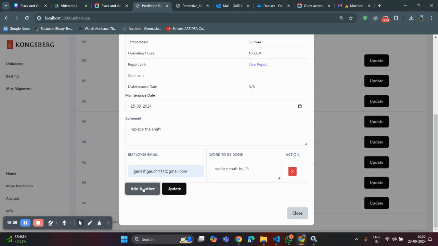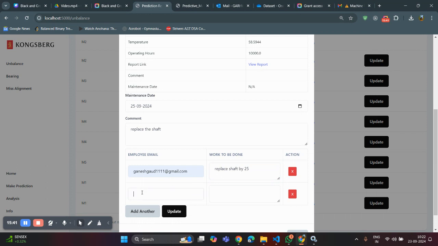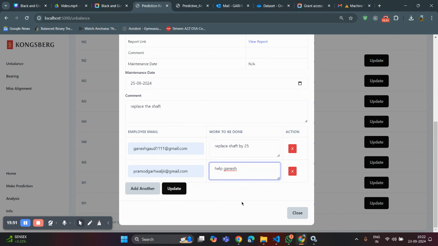Suppose I want to add another employee, I will add the name and email ID of that employee also. This is the employee ID of another. I have added the work assigned to both of them. I will update here. Now they will get the notification of their work assigned by the admin through our portal. Through the mail, they will get the notification.